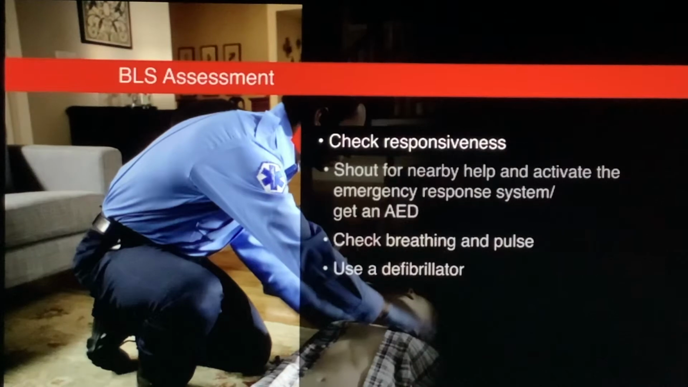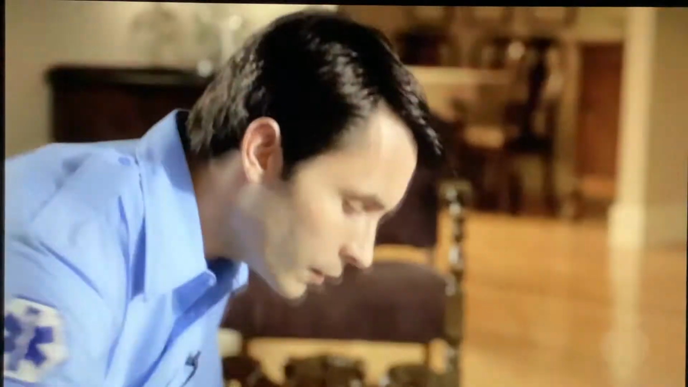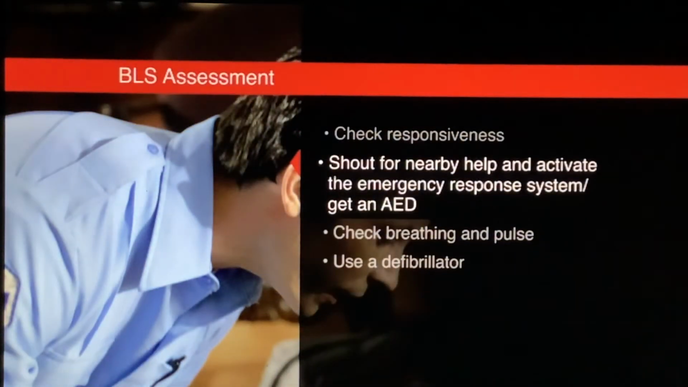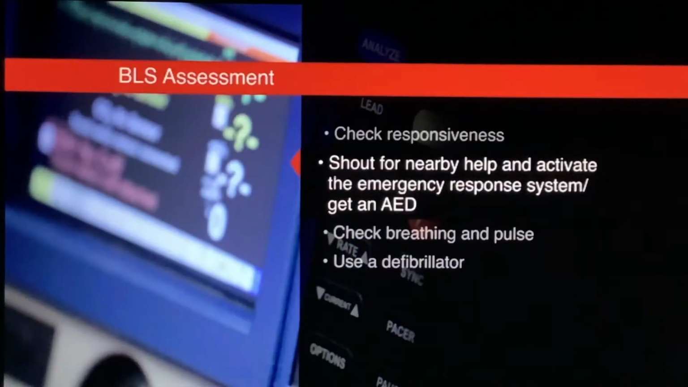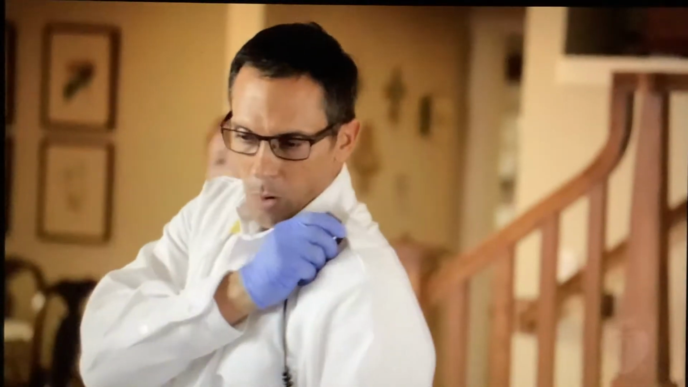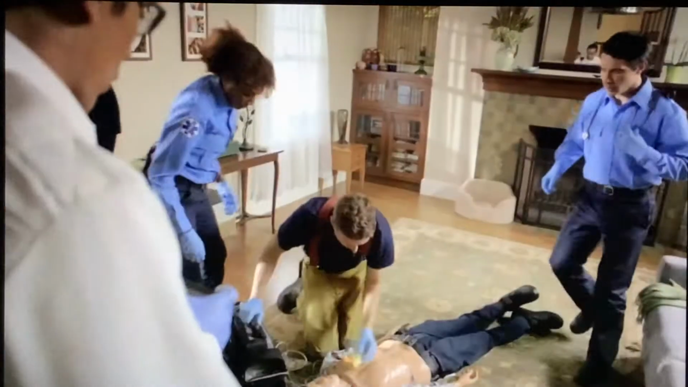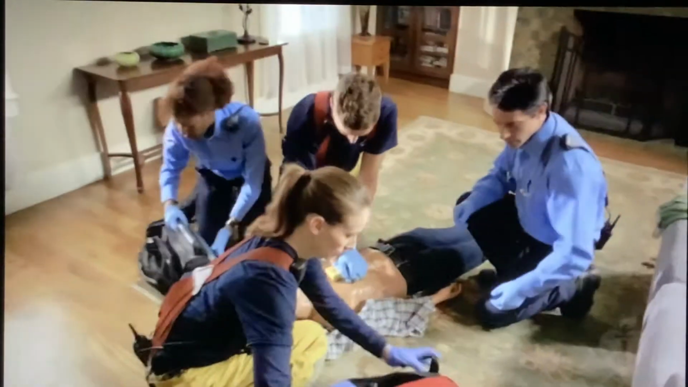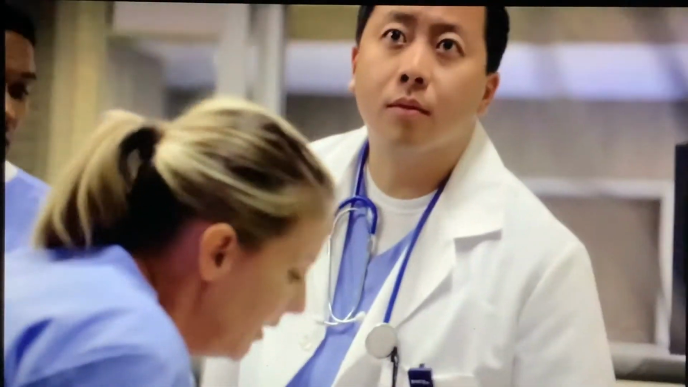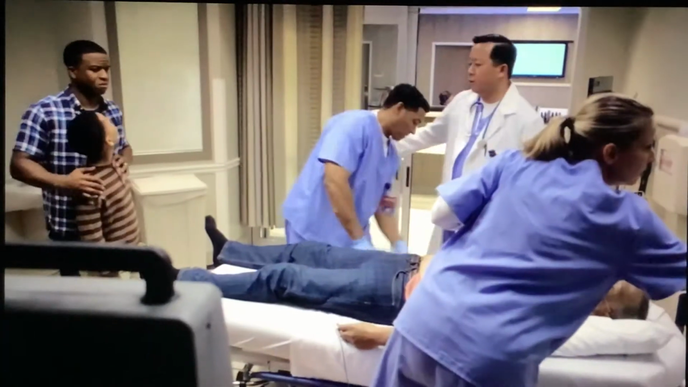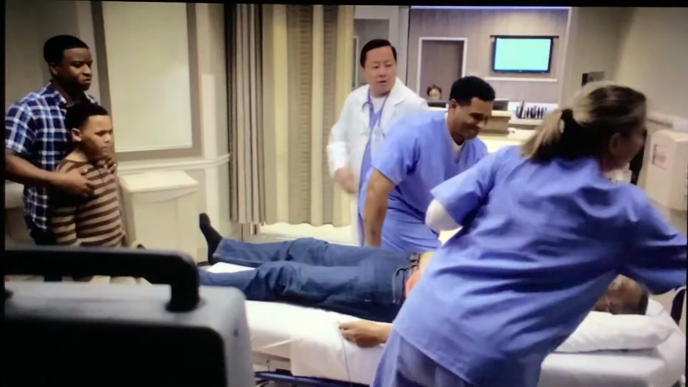First, check for responsiveness. Tap and shout. Are you okay? If the patient is unresponsive, shout for help. He's unresponsive, I need help! Activate the emergency response system and get an AED or defibrillator. Depending on the circumstances, EMS providers may need to call for additional responders to assist with the patient. In some settings, the healthcare provider may assess the patient's breathing and pulse before activating the emergency response system.